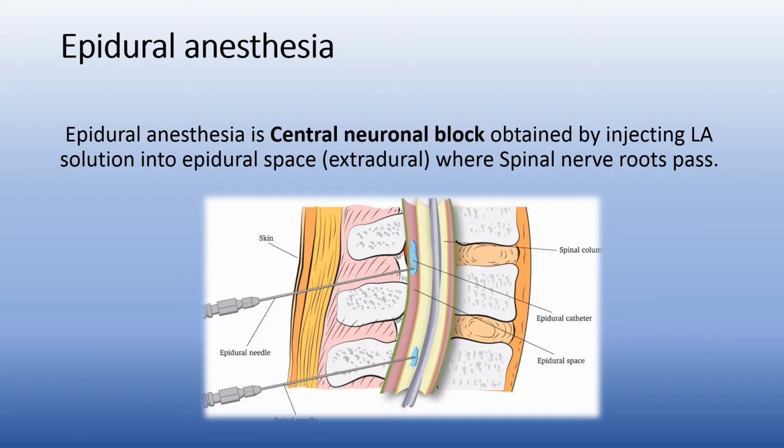Epidural anesthesia is central neural block obtained by injecting local anesthetic solution in the epidural space, which is the extradural area where spinal nerve root passes. This picture can demonstrate the difference between the spinal anesthesia and the epidural anesthesia. This is the extradural or the epidural space, and this is the subarachnoid area that the spinal needle reaches to give spinal anesthesia.